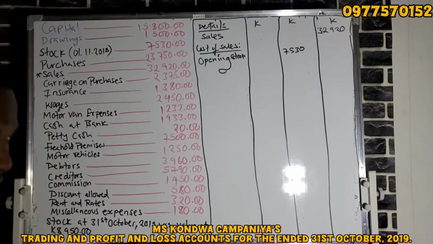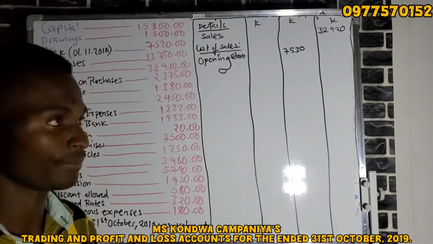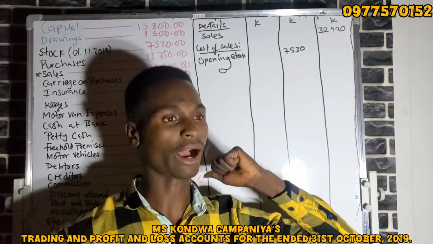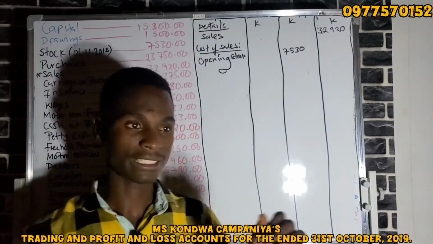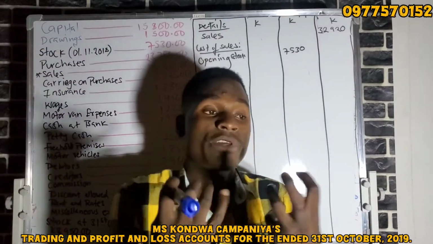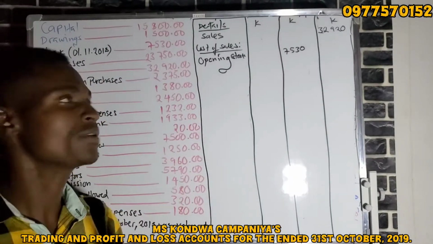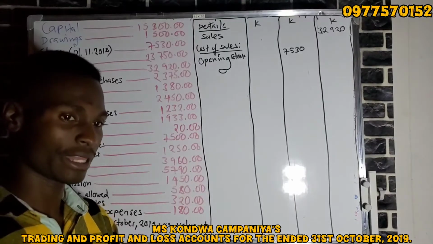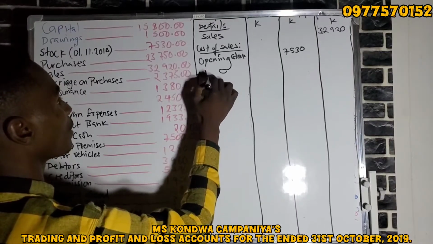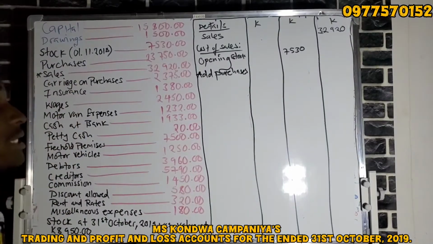Then from there we add purchases. Why are we adding purchases? I want you to understand here, don't just master how it is solved, but also understand how it's done. This opening stock is the closing stock of the previous accounting period, but it is the opening stock of the current accounting period. Maybe you feel that this stock is not enough, then you go and purchase more. That's why we add the stock purchases. The goods that you purchase are called purchases.